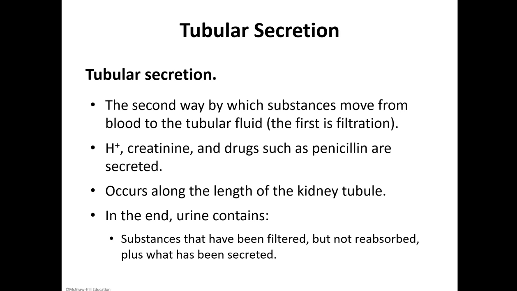Tubular secretion. During tubular secretion, certain substances like hydrogen ions, creatinine, and penicillin can move from the blood into the distal convoluted tubule. In the end, urine contains substances that have been filtered but not reabsorbed, plus whatever is secreted.